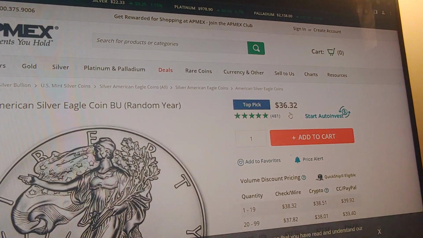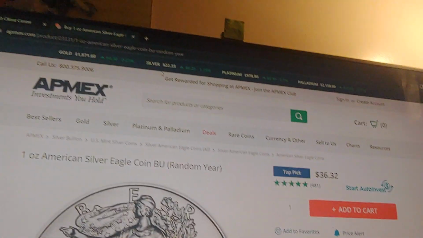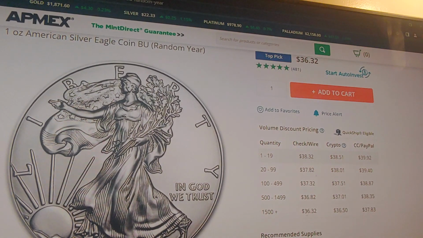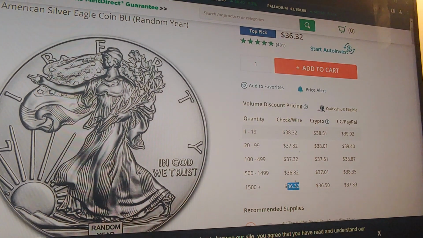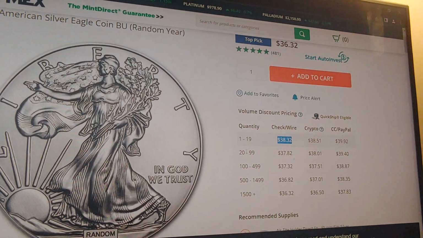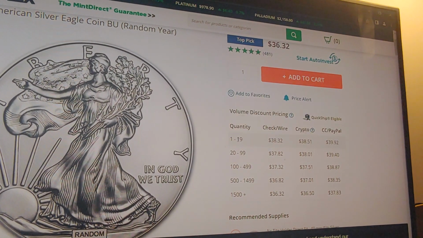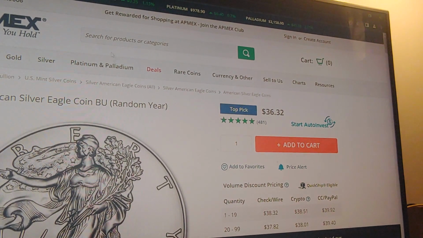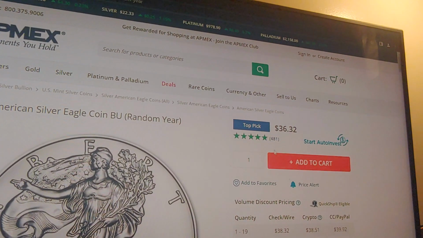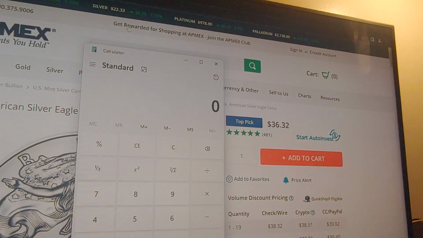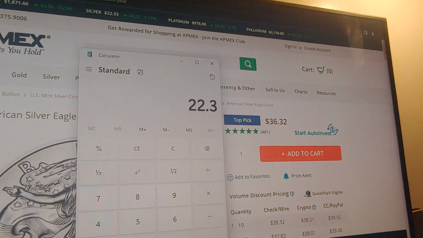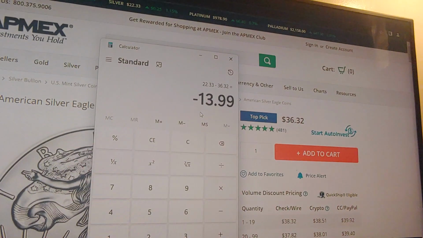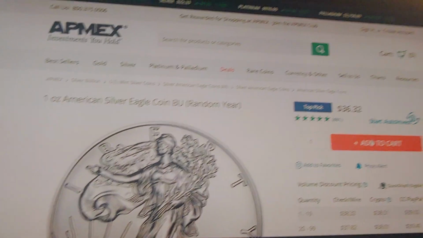The spot price is $22, and the cheapest you can get, if you can afford to buy that many, is $36. But generally, most people are gonna buy between 1 and 19, so you'll get that price, 38.32. If you do the math, from the spot price, $22.33 minus $36.32, that's almost a $14 premium. And then you gotta factor in the taxes.